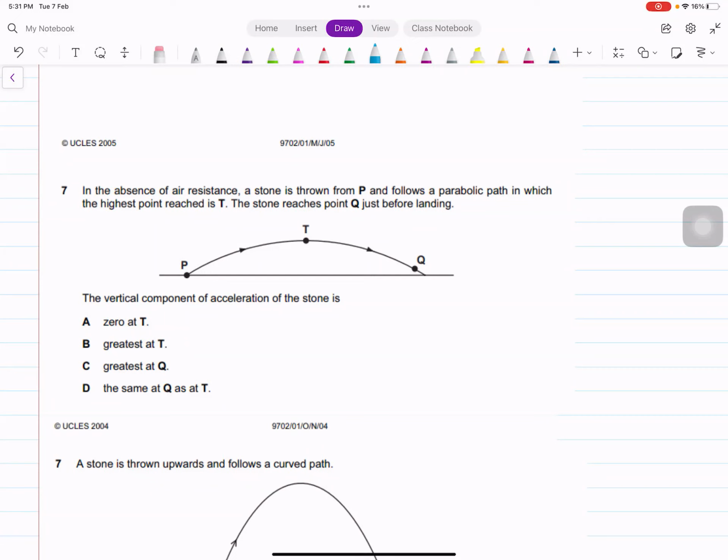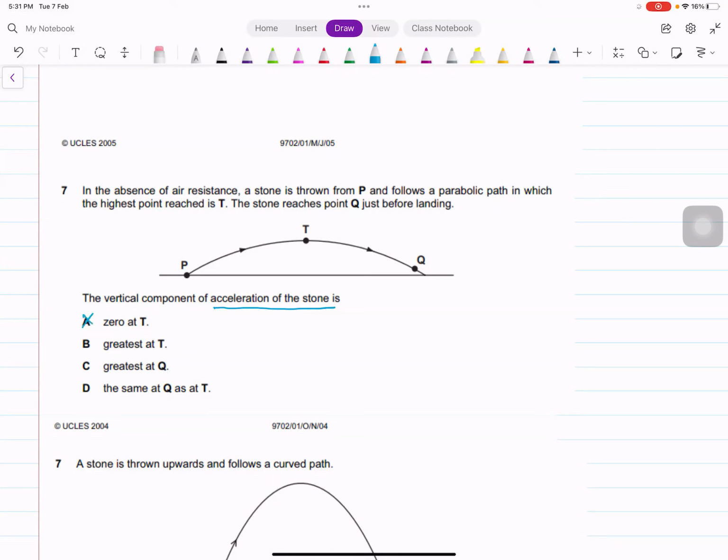In the absence of air resistance, a stone is thrown from P and follows a parabolic path in which the highest point reaches T. The stone reaches point Q just before landing. The vertical component of acceleration of the stone is 0 at T. It's talking about the acceleration of the stone.